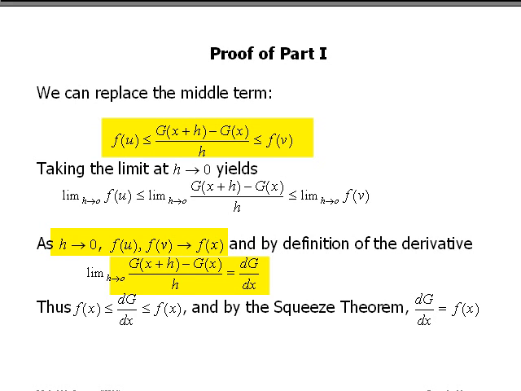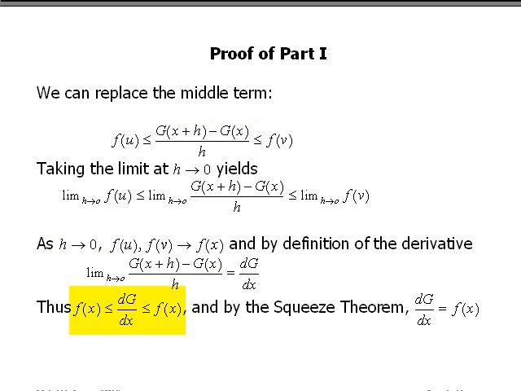So by the squeeze theorem, we have this set up here, so we can use the squeeze theorem. f of x is less than or equal to the derivative of g, which is less than or equal to f of x. Okay, by the squeeze theorem, dg by dx equals f of x. And that's the proof of part 1.